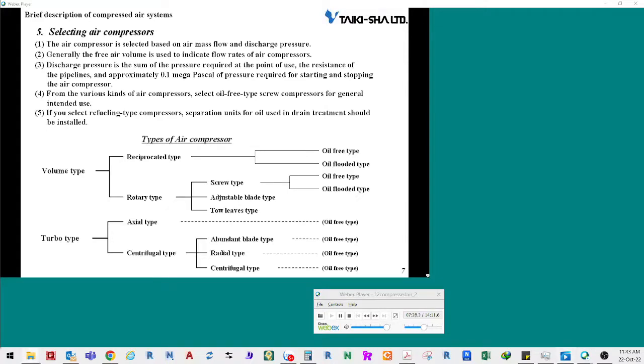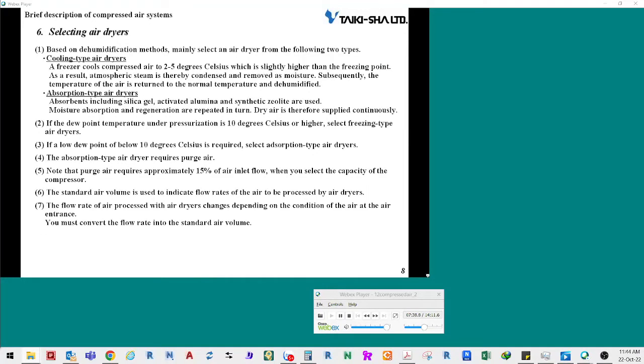If you select refueling type compressors, separation units for oil used in drain treatment should be installed. Today, I will talk about the basic points of ventilation systems.